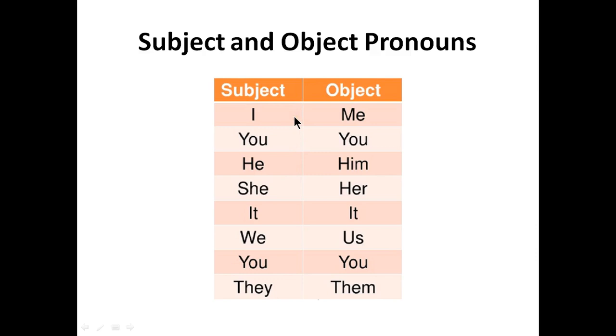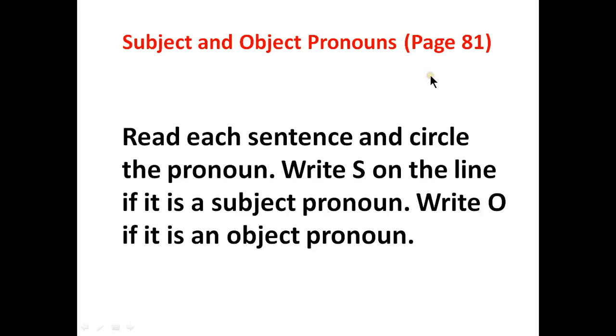Here is another flow sheet of subject and object pronouns. I, me; you; he, him; she, her; it; we, us; you; they, them. On page number 81, read each sentence and circle the pronoun. Write S on the line if it is a subject pronoun. Write O if it is an object pronoun.